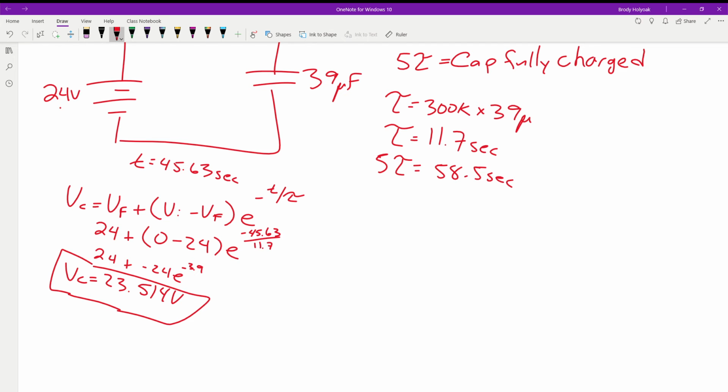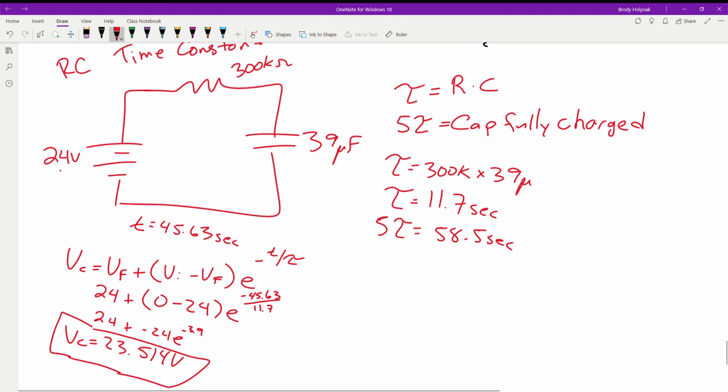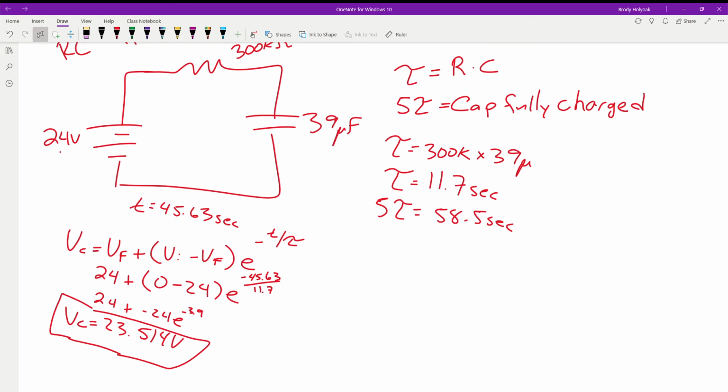Okay? The other part of the question that we could have, let's just take this exact same circuit. We have everything solved out. I want to know at what time does the voltage of our capacitor equal 10 volts? So we're going to solve for time on this one. We're going to use the exact same values as we did before.